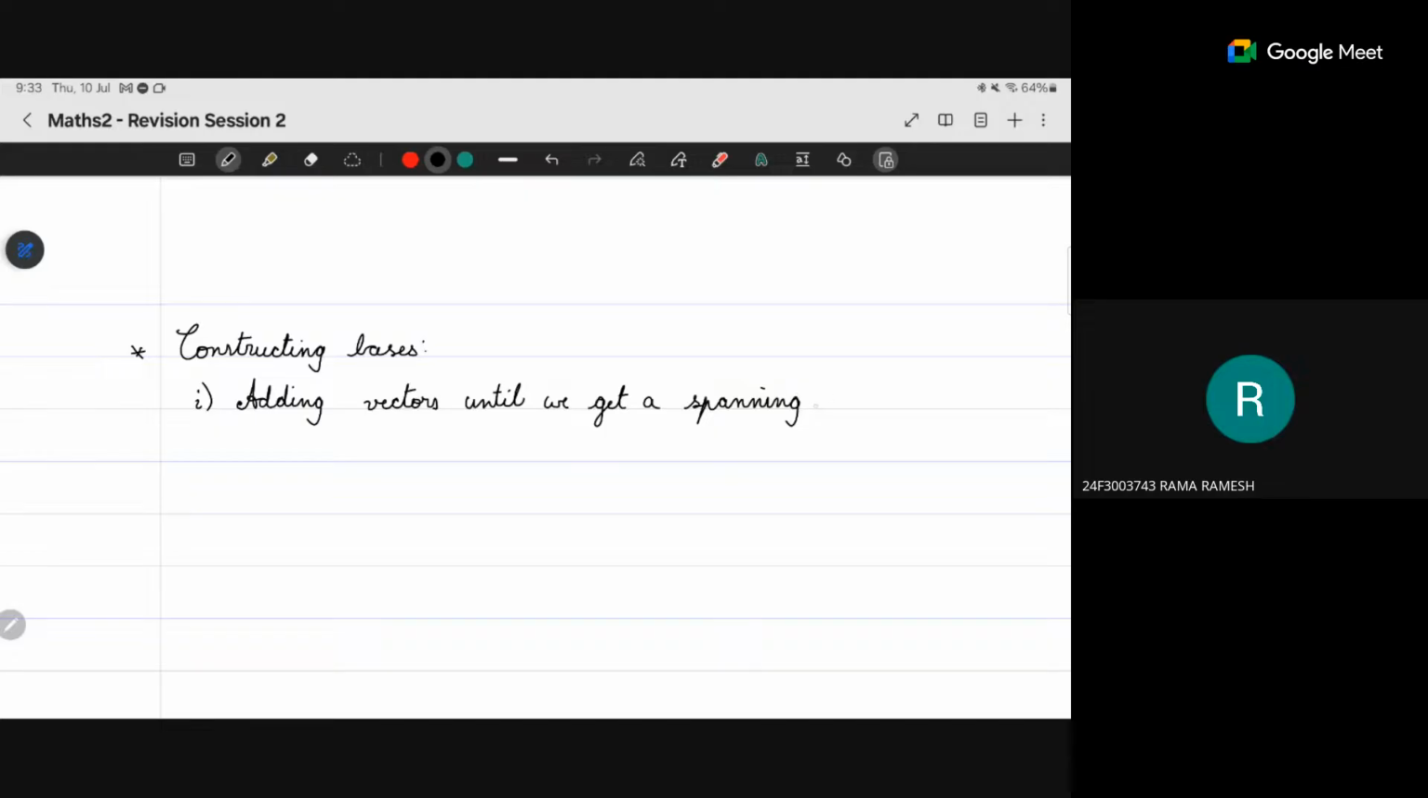So this constructing basis part is something I'll just mention, because finding the basis, at least from an examination point of view, only requires doing it when a spanning set is given. You can take a look at how this is done by revisiting the lecture videos.